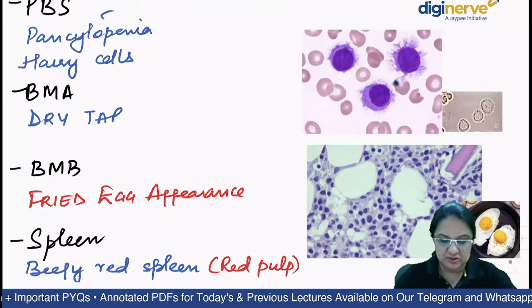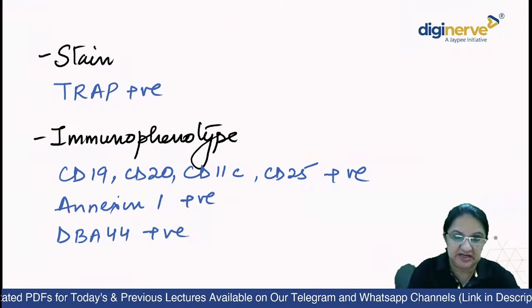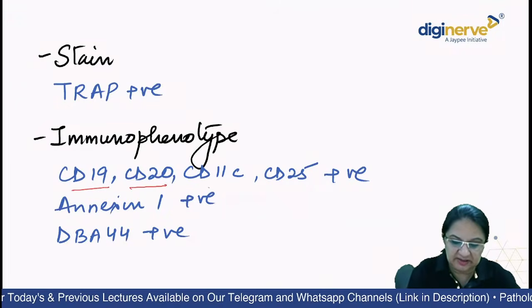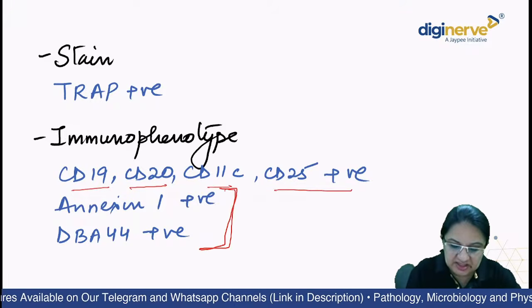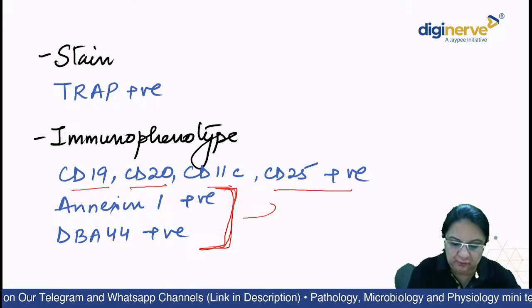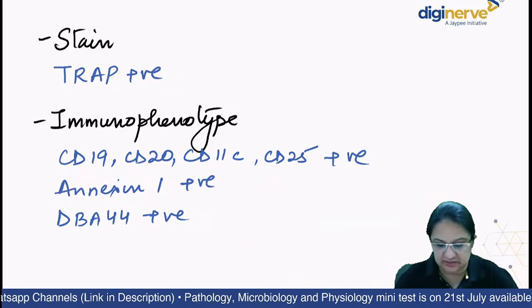All right. So this was hairy cell leukemia, TRAP positive. For immunophenotype, you will see CD19, 20, 11c, 25 positive. Two special stains that we know about are annexin 1 and DBA44 positive.